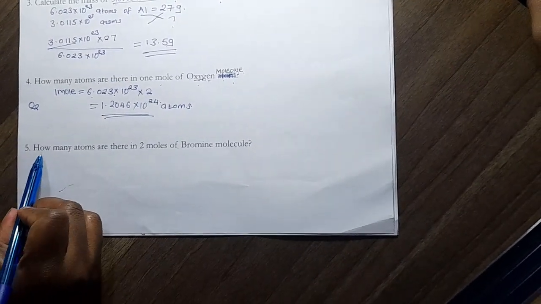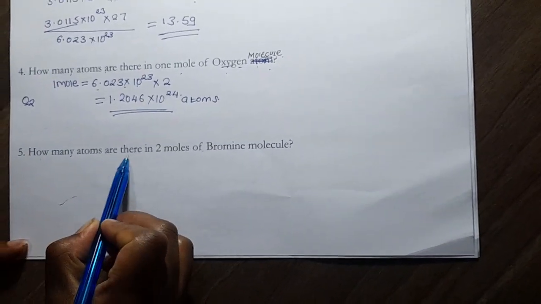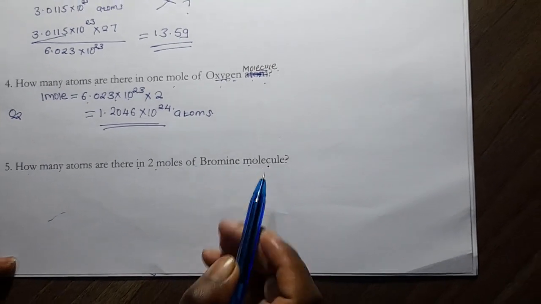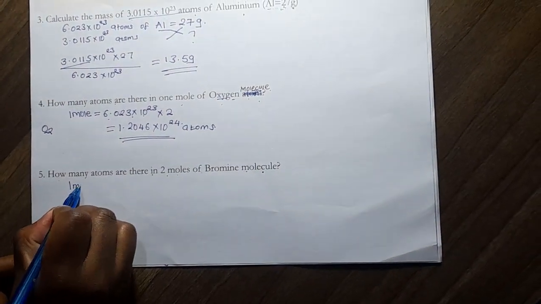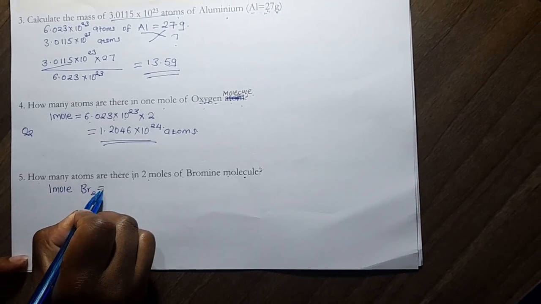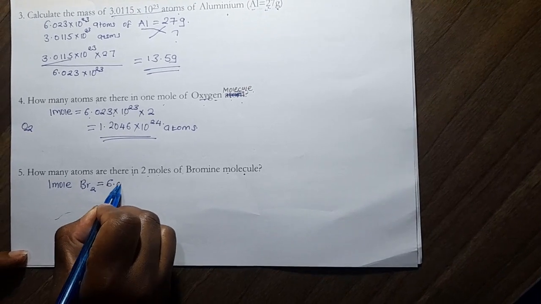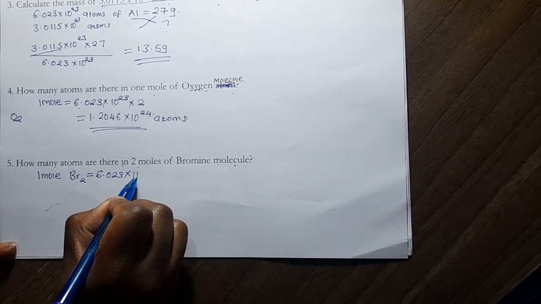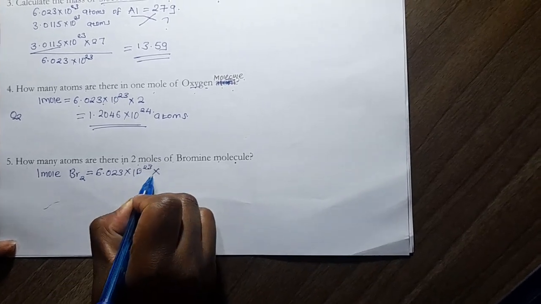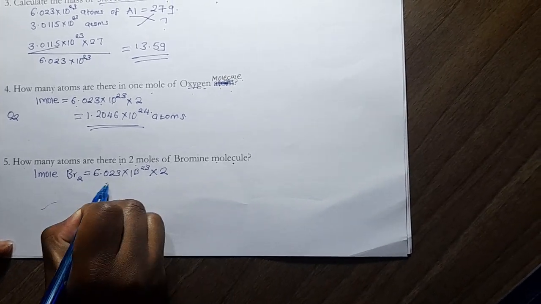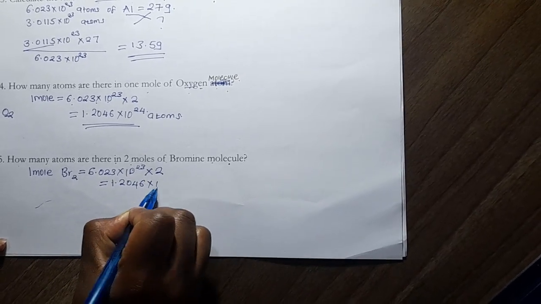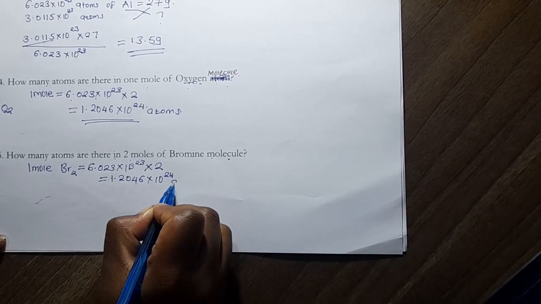Finally, we look at question number 5. How many atoms are there in 2 moles of bromine molecule? So 1 mole of bromine molecule will be 6.023 multiplied by 10 raised to the power 23. That is 1 bromine atom, then multiplied by 2. So this will give us 1.2046 multiplied by 10 raised to the power 24 atoms.